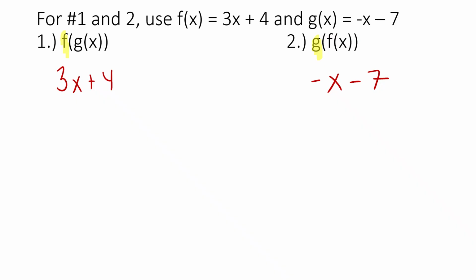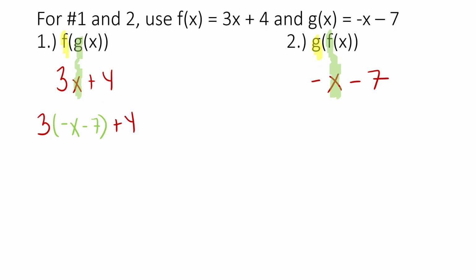So once you have that first function down, now you're going to take the second function, whatever the second function is, and that is what is going to go in everywhere you have an x. So just kind of highlighting that. And what I'm going to do when I rewrite this is accentuate that color again. So instead of 3 times x, I am going to do 3 times g, which is negative x minus 7, and then do the plus 4.